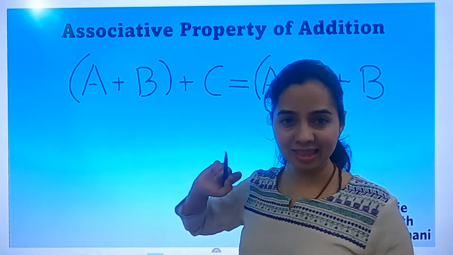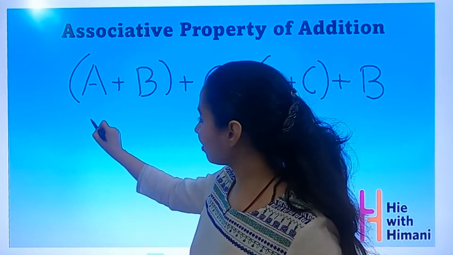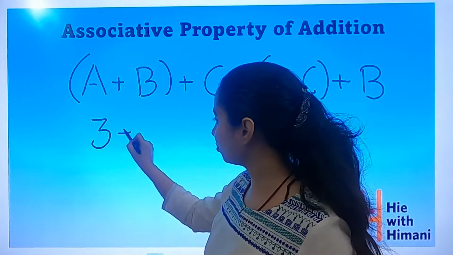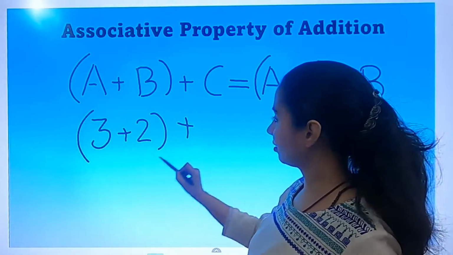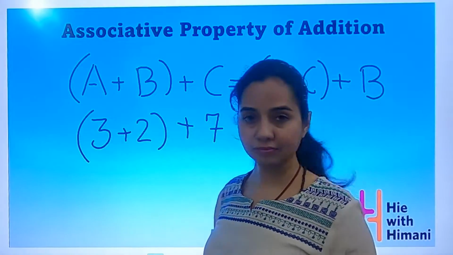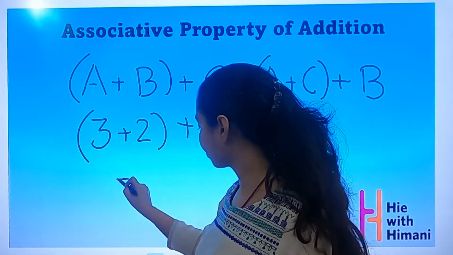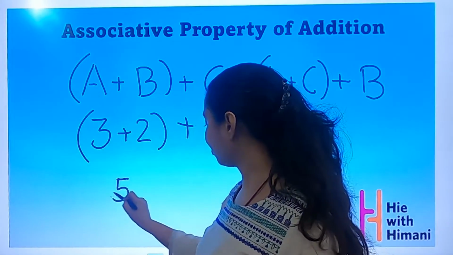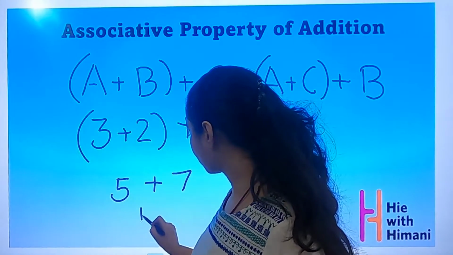So let's take the example of these numbers. It's like this. 3 plus 2 and then 7. 3 plus 2 is 5. 5 plus 7 is 12.